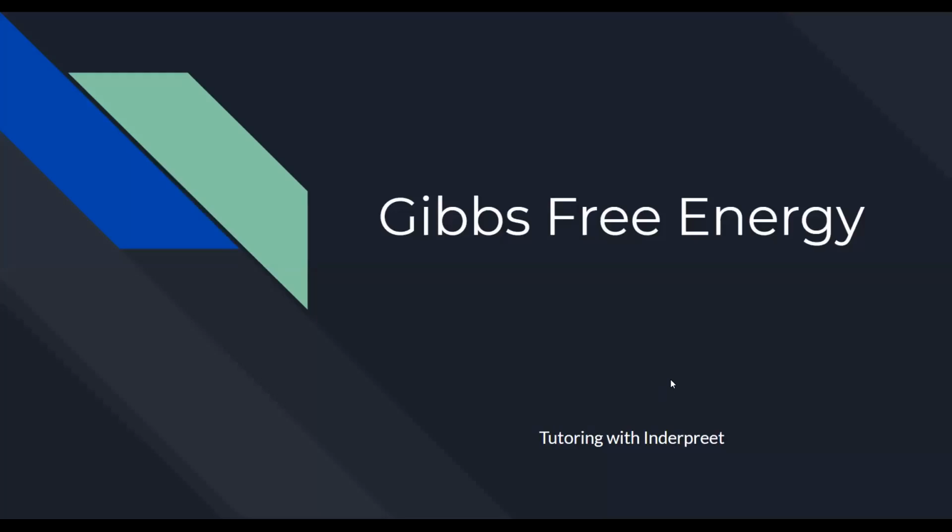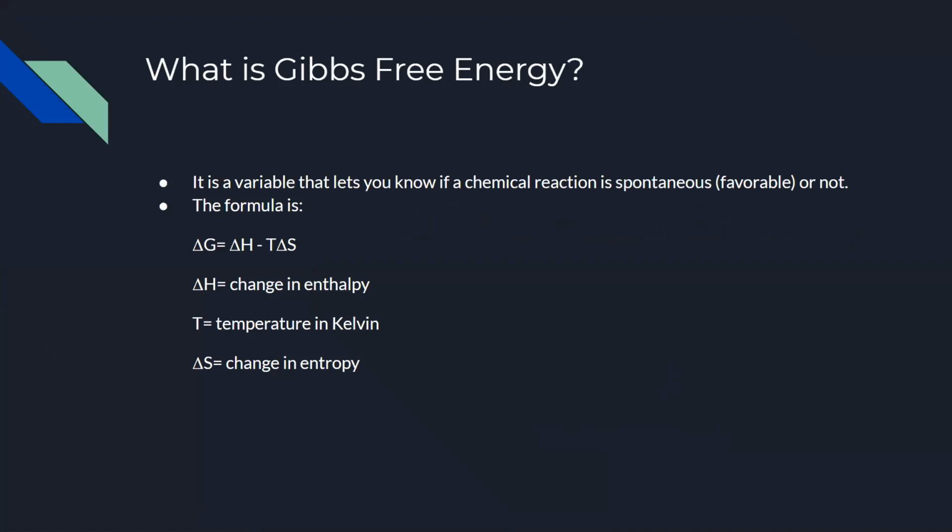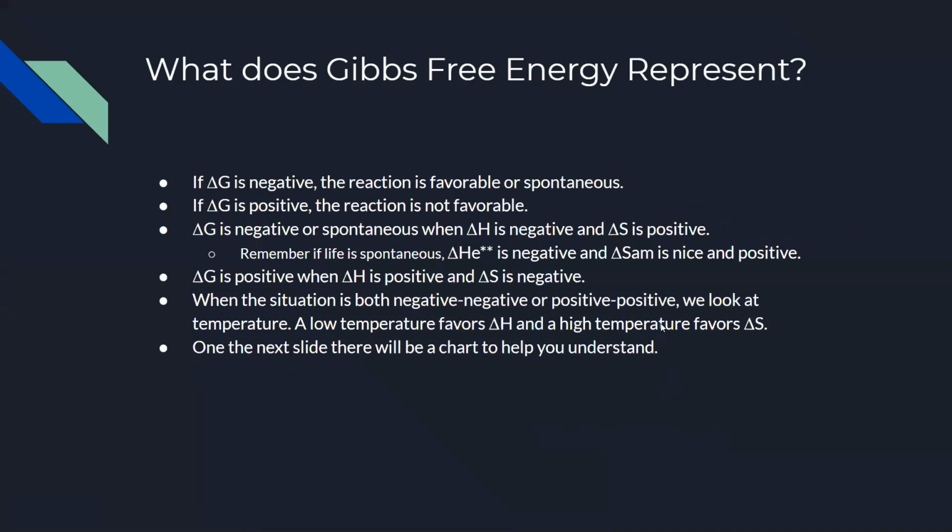So Gibbs free energy is a variable that lets you know if a chemical reaction is spontaneous or not. The formula for it is delta G equals delta H minus temperature times delta S. So delta H is a change in enthalpy, T is temperature, and delta S is change in entropy. So we need to get down a few principles before I show you a very easy chart to get this all done.